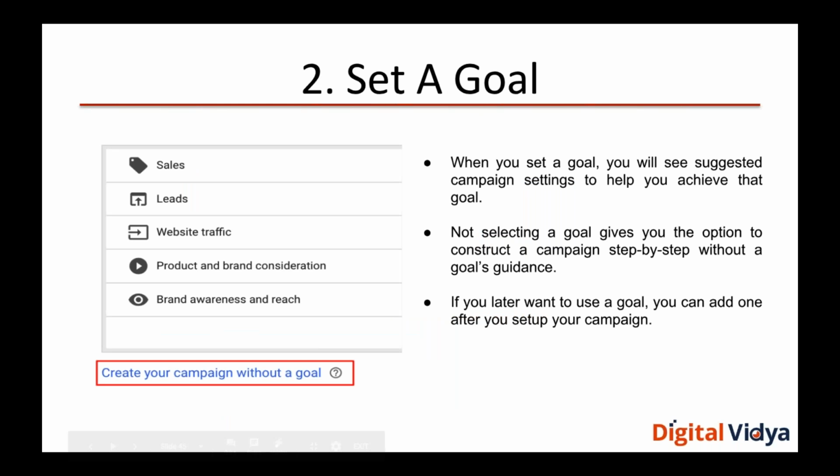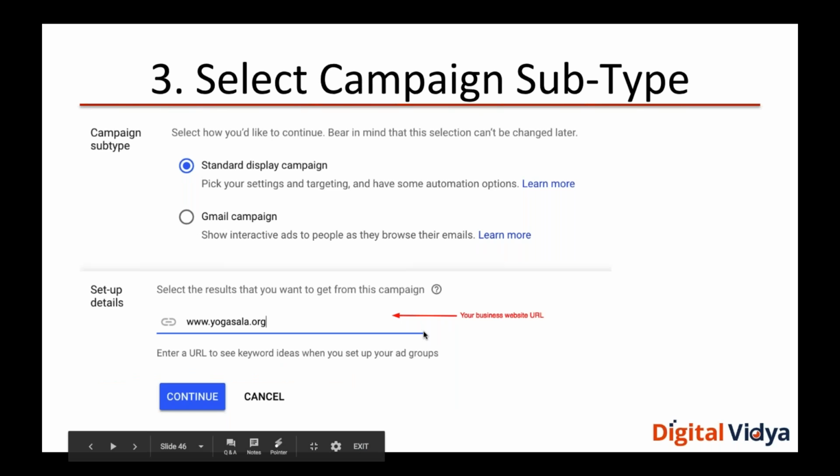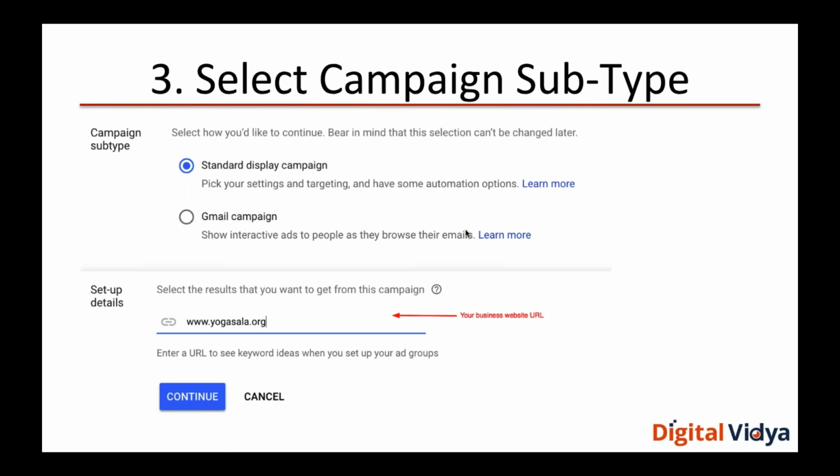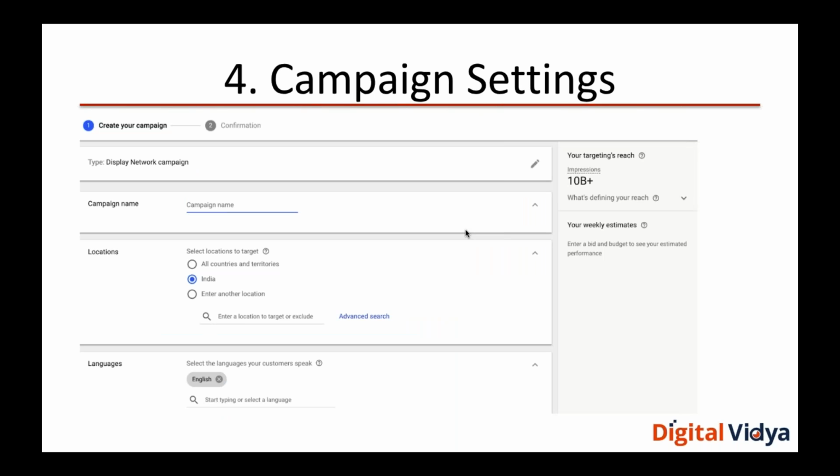Once you select the goal in the earlier page, you will be taken to a page where you have to give two details. One, you have to select the campaign subtype. So you can here either go ahead and create a normal standard display campaign, or you can go ahead and create a Gmail sponsored campaign, Gmail sponsored promotions. Okay, two options are there. And then you have to give your business website. If you don't have an actual website, you can give your blog address also, that is fine. And then click continue.